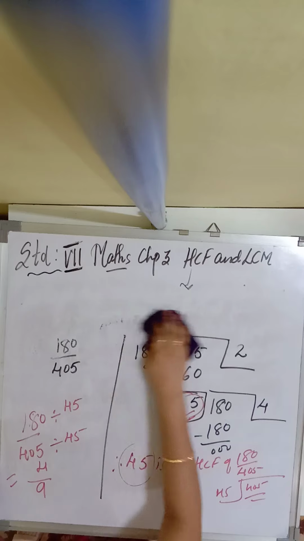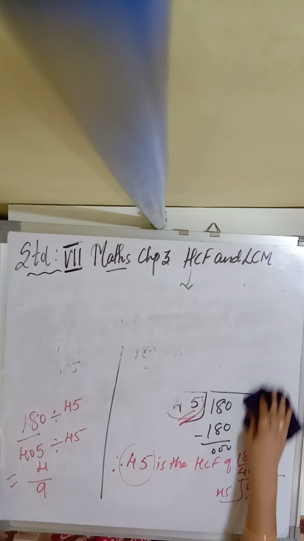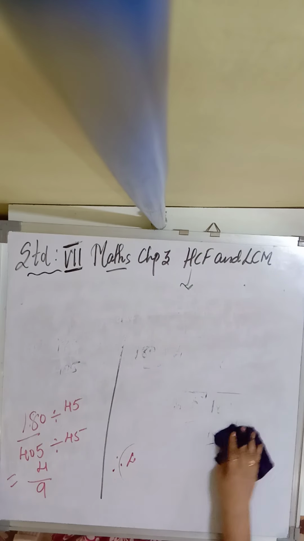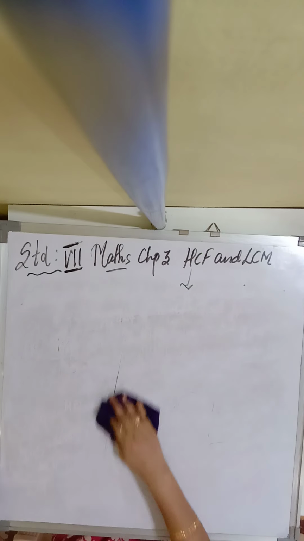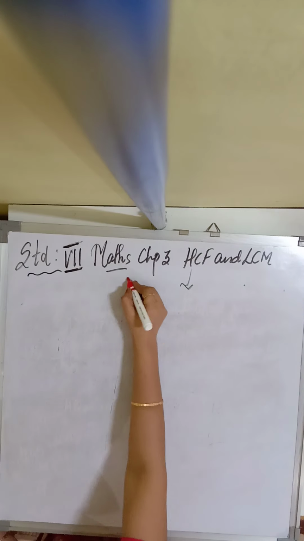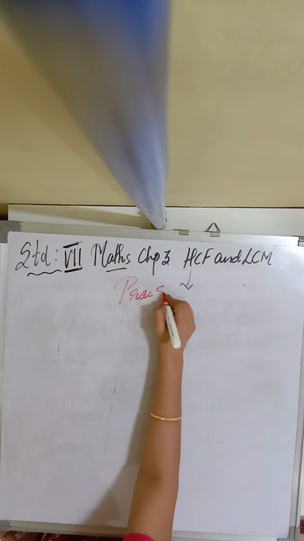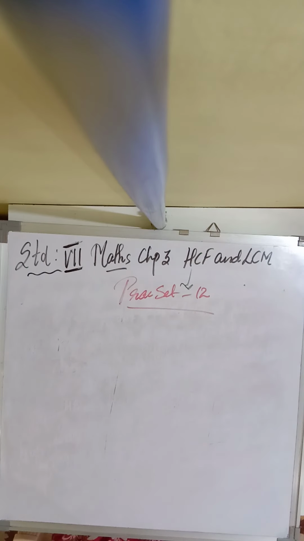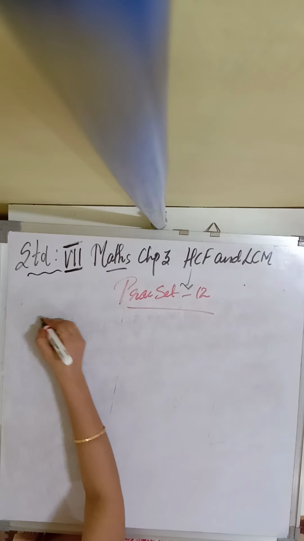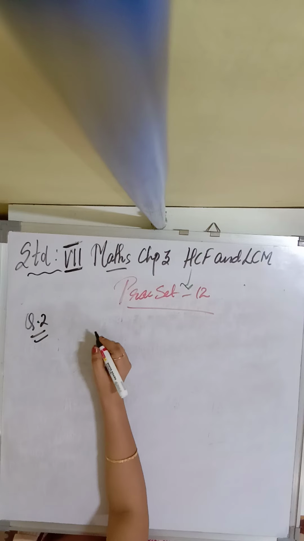Now let's move to the problem set, practice set 12, second question. Practice set 12, first question we had done yesterday in the previous video. So we have already done the first question in the previous video. Now the second question: find HCF by the division method and reduce to the simplest form.